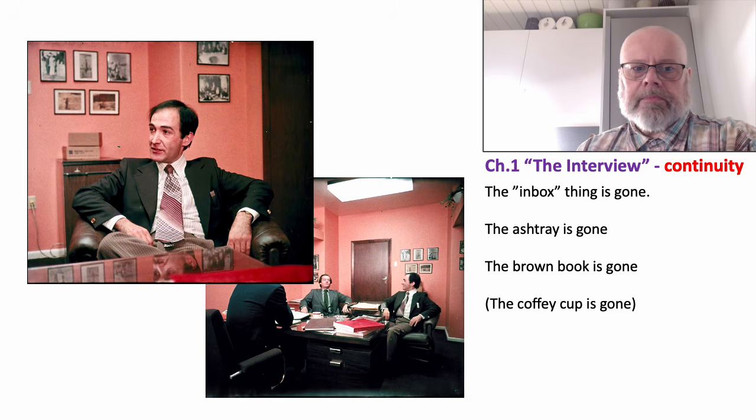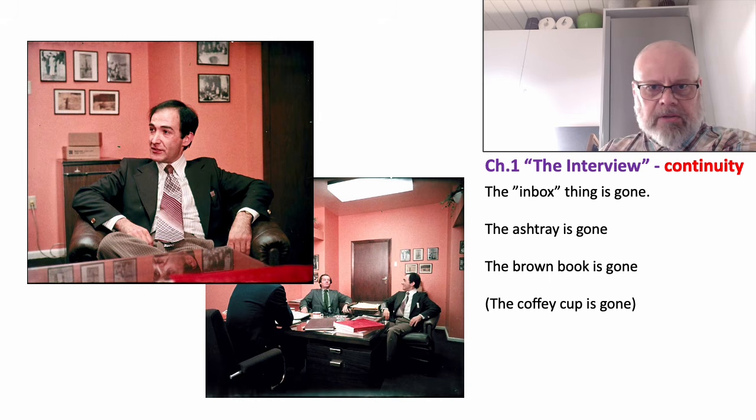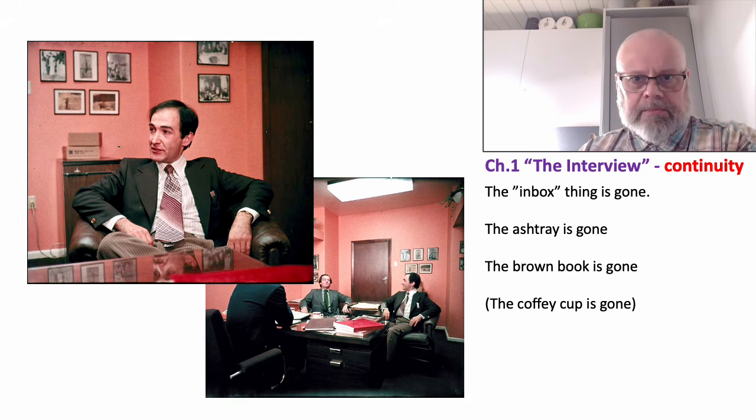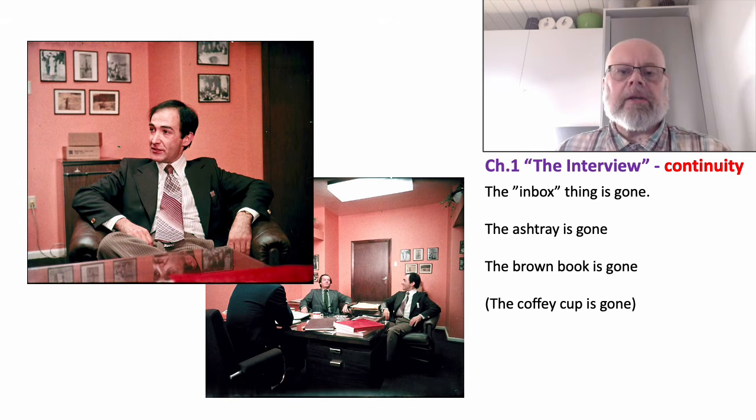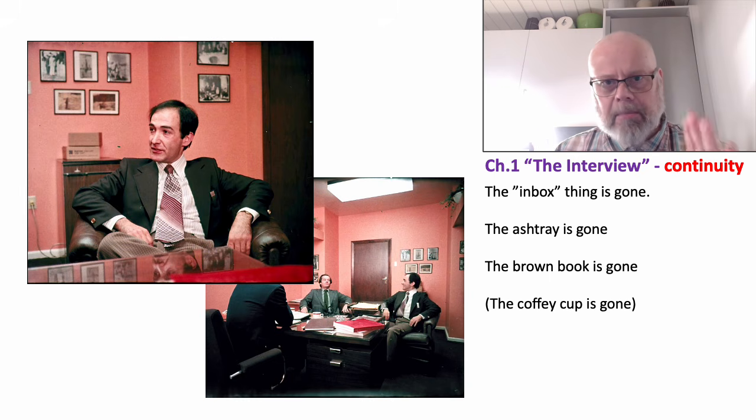Okay, continuity. In the top picture, when we see Bill Watson head on, the inbox is gone, the phallic inbox from before. The ashtray there is gone. The brown book is gone, this folded paper that was lying there. And the coffee cup is probably gone, though it depends on whether or not it's actually visible in this particular angle. But continuity problems once again. Now you won't believe how many continuity problems there are in this office in general. It's mind-blowing.